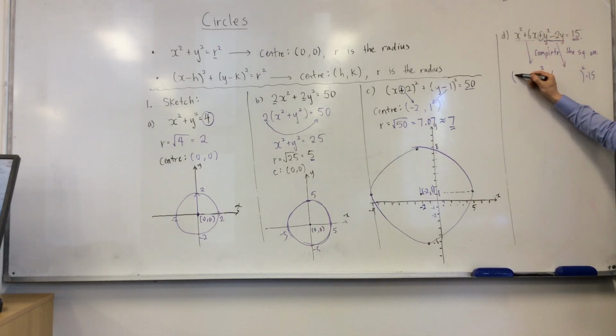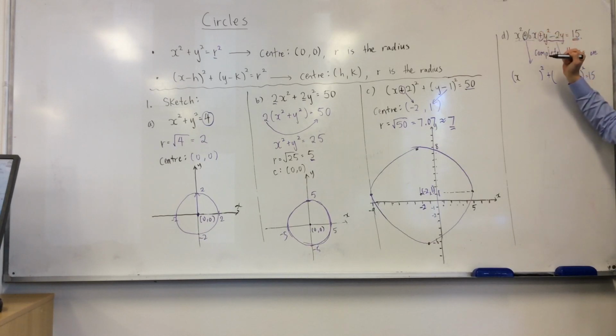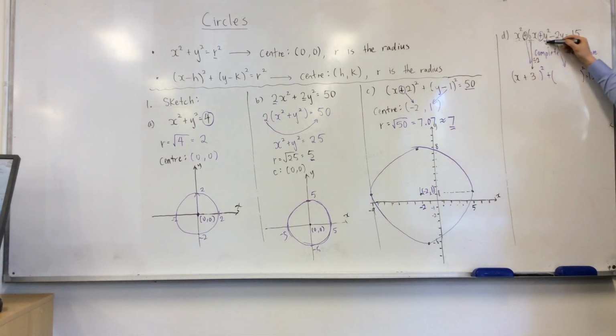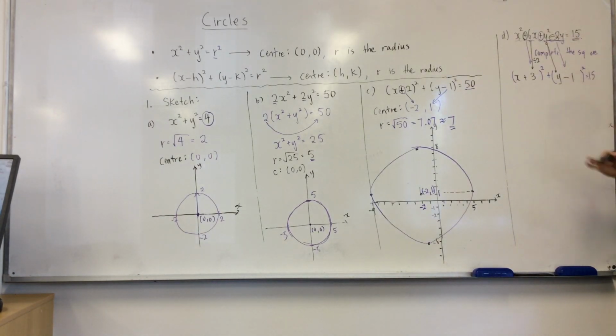X comes first. See how it's a plus? So you write plus. Now, what's half of 6? 3. Yeah, so 6 divided by 2 is 3. What goes in here? Y minus half of 2 is 1. Yeah? Is that it? Now, one more thing.